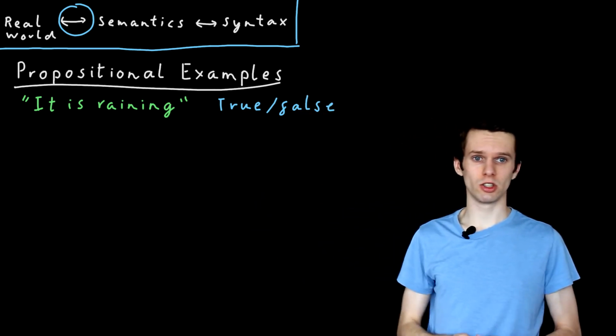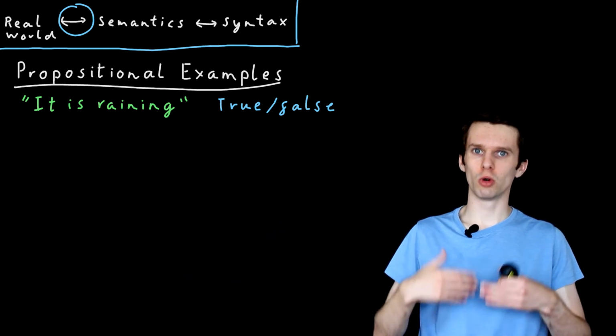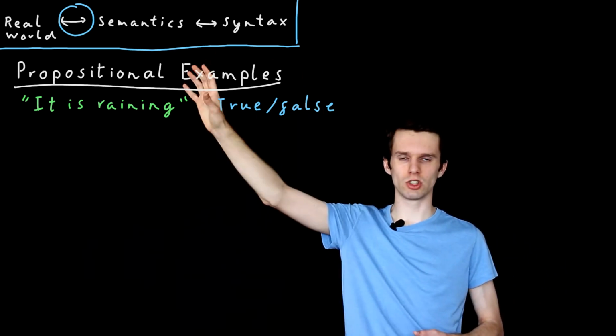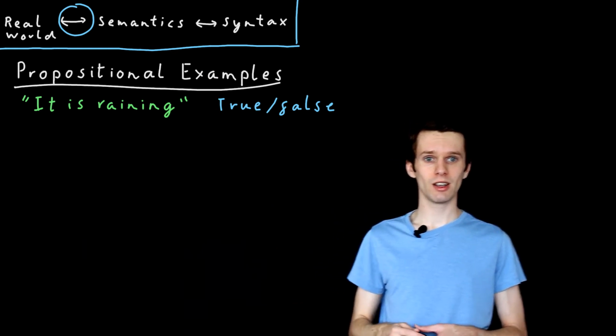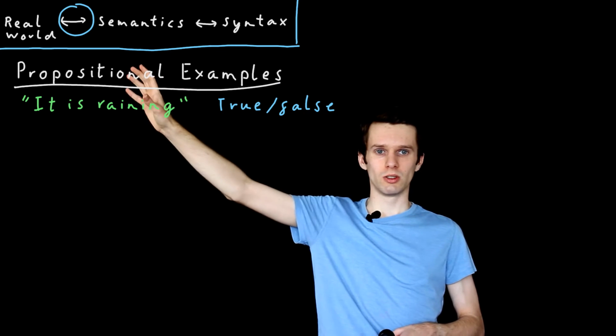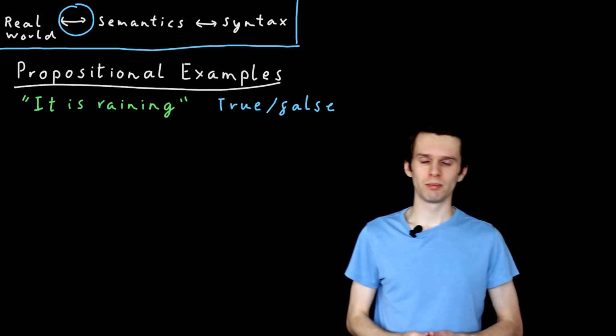Other logics, such as temporal or modal logics, do deal with time or progression of time in a certain way. Propositional logic doesn't do that. And again, this is an example of something which propositional logic makes a decision about, how to reason about the real world.